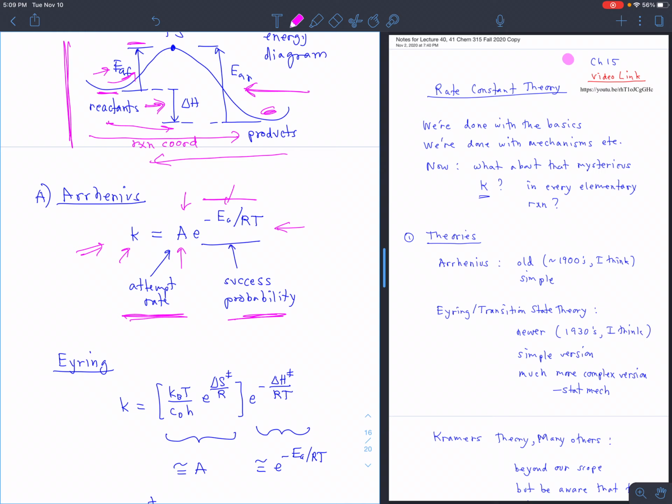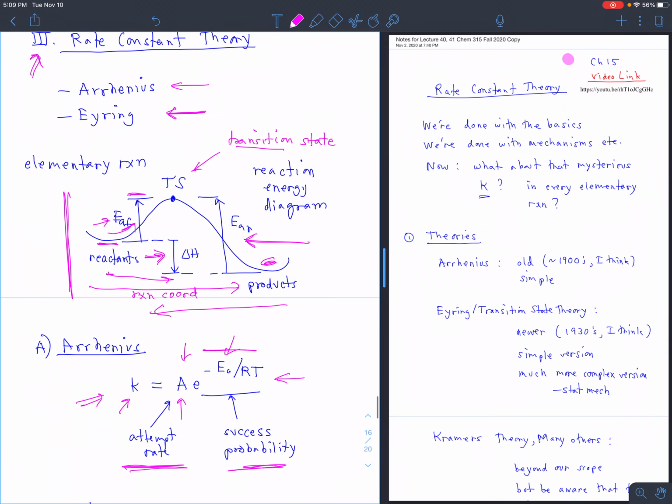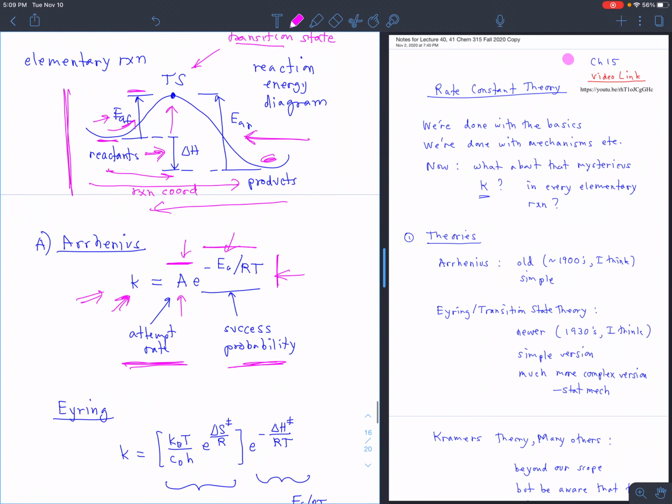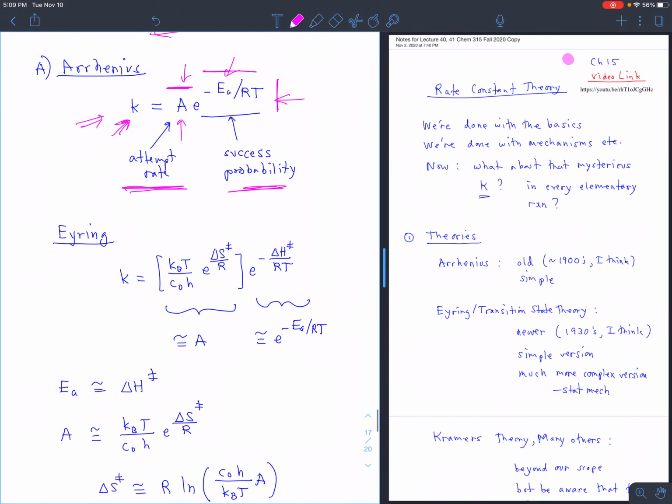And that depends on the height of the barrier, and therefore depends exponentially on how high that barrier is. Very sensitive to the height of the barrier. And it tends to be a very small number, which means that this has to be a very large number in order to get an appreciable value for K. Eyring theory is very similar.